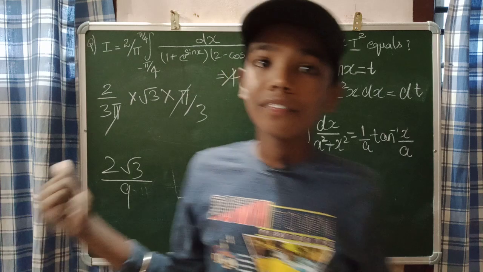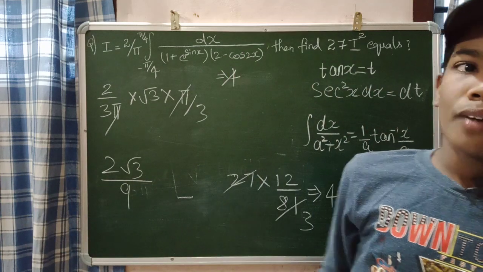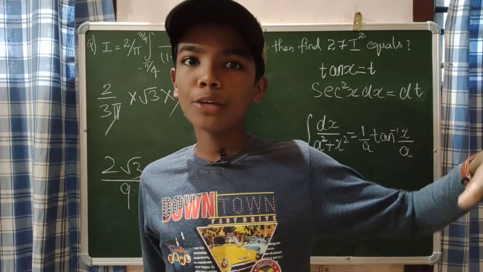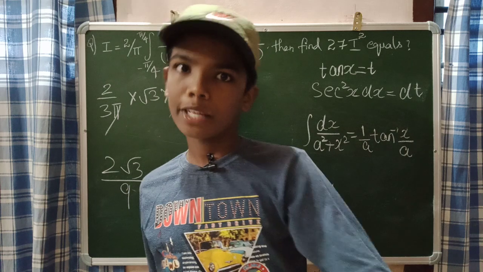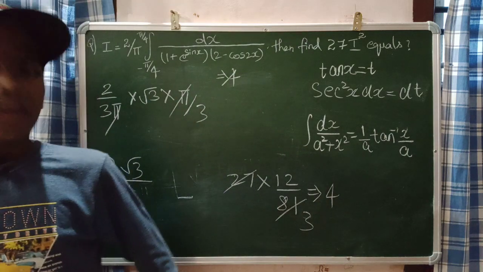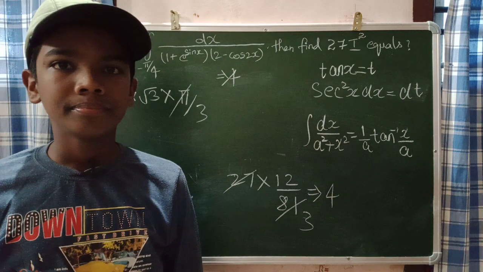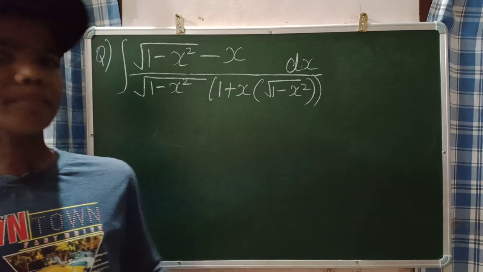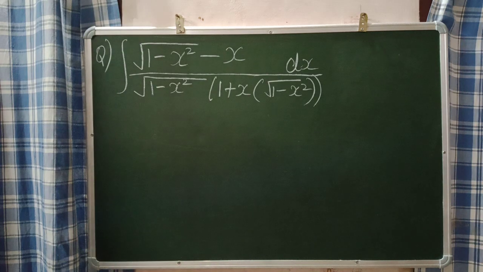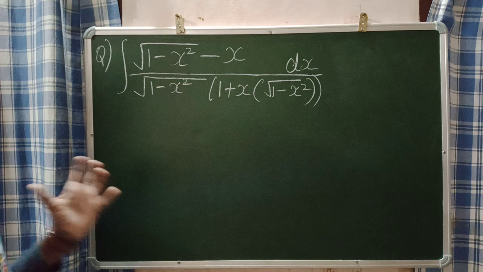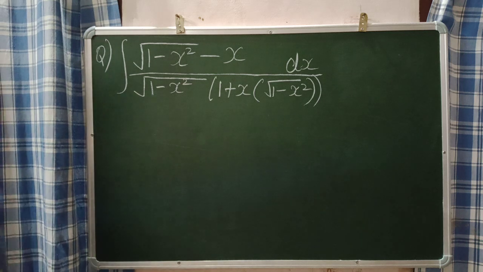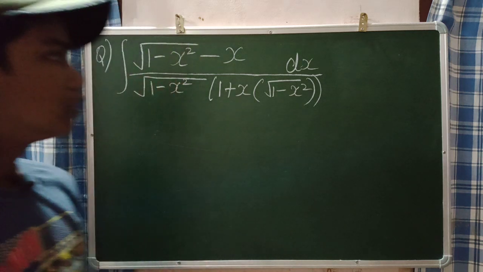This is a very good question, guys. After solving the KVPY question, you will be able to know the difference between them. So let me solve the KVPY SX question. Our KVPY SX question is the integration of root of 1 minus x square minus x, divided by root of 1 minus x square of 1 plus x into root of 1 minus x square, dx.